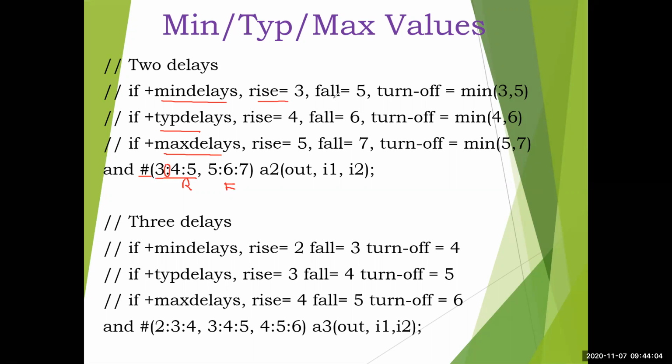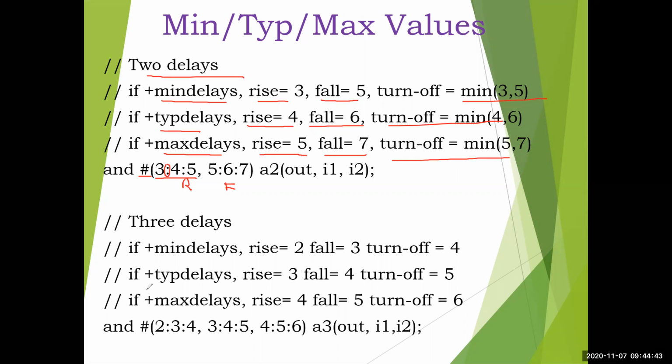For minimum delays, rise is 3, fall is 5, and turn off is the minimum of 3 comma 5. Here 3 is there, here 5 is there, so the minimum of that, 3, will be assigned to turn off. Similarly for the typical delays, rise delay is 4 and fall delay is 6, so the turn off delay will be the minimum of 4 comma 6. Similarly for maximum delays, rise time is 5 and fall time is 7, and turn off should be the minimum of those two in the case of two delays. Hope you have understood.